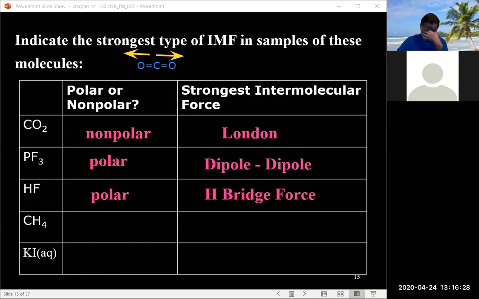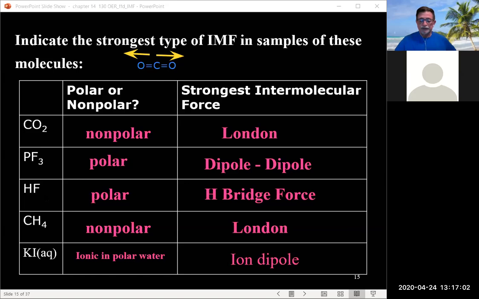Now we look at the next one where all we see is carbon and hydrogen. Remember I talked about those carbon hydrogen compounds, they're called hydrocarbons. If that's all we see, it's a totally nonpolar compound. Therefore, London forces are the ones involved. And then finally, KI, we got potassium iodide, an ionic compound, aqueous, water. So it's an ionic compound in polar water. So its interaction is simply the ion dipole.